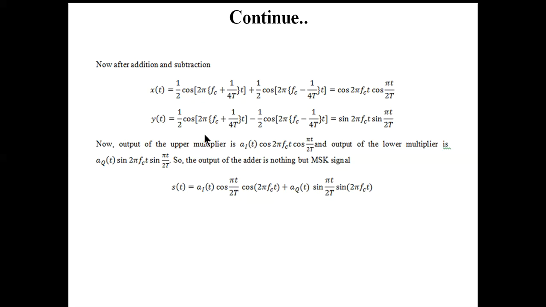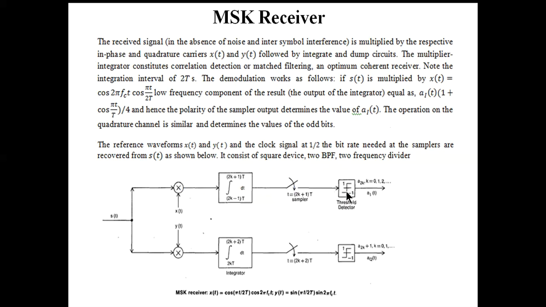Now if we simply multiply aI(t) and aQ(t) with x(t) and y(t) respectively, we get the quadrature carriers: aI(t) cos(πt/2T) cos 2πfct, and aQ(t) sin(πt/2T) sin 2πfct. If we just add them, it will give nothing but the MSK signal. So ultimately we get s(t), which is aI(t) into cos(πt/2T) into cos 2πfct plus aQ(t) into sin(πt/2T) into sin 2πfct.